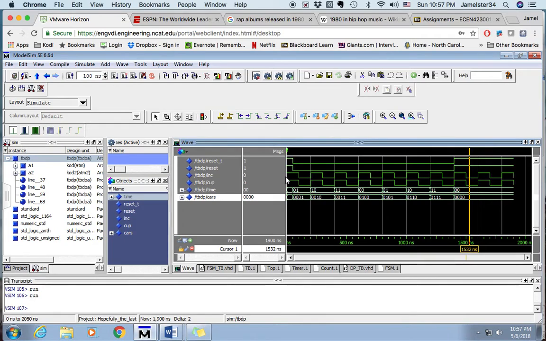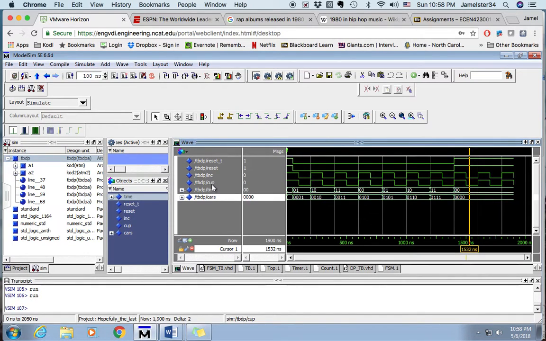So here's just a demonstration of the counters counting up. I'll go through the signals really quickly. This first one is the reset timer signal. Then this one is the reset car signal. This one is the increment signal for the timer. This is the count up signal, which is basically the increment signal for the counter that is going to control cars.